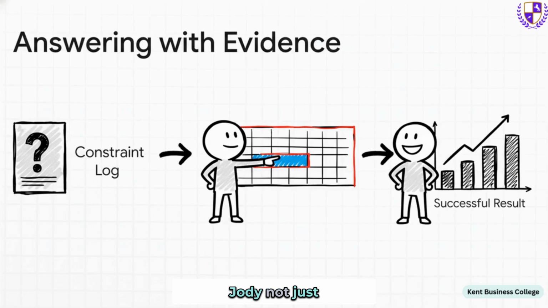Olivia coaches Jody not just to talk, but to show. So when she's asked about that constraint, Jody can say, "That's a great question, let me show you." She can pull up her log to set the scene, then point to her Gantt chart to show the exact change she made, and finally use her analysis to prove it worked. She's walking the assessor through her story, using her evidence every step of the way.